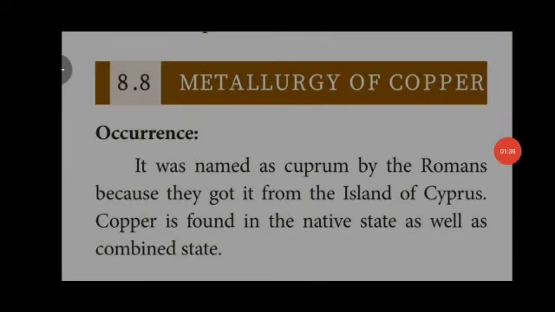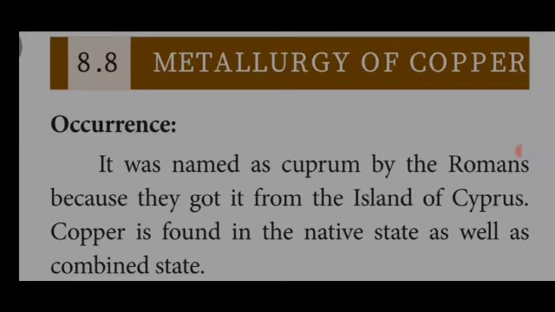Occurrence of copper. It was named cuprum by the Romans because they got it from the island of Cyprus. Copper is found in the native state as well as the combined state. Copper occurs in two states: one is native state, another is combined state.